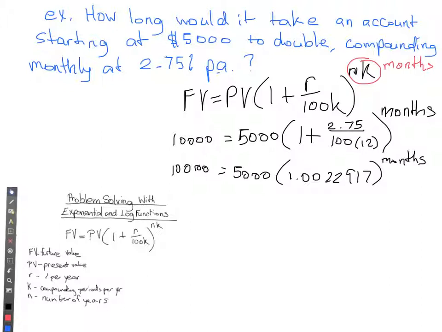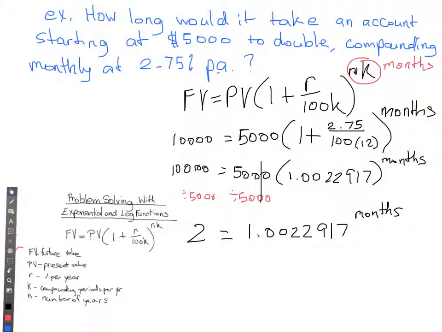At this point, we can still do one more thing to isolate our expression with our exponent. We have 5,000 here, and that's not being raised to this power. So to get rid of it, I can divide both sides by 5,000. On the left side we have 2, and on the right side it cancels, and we have 1.0022917 raised to the number of months.